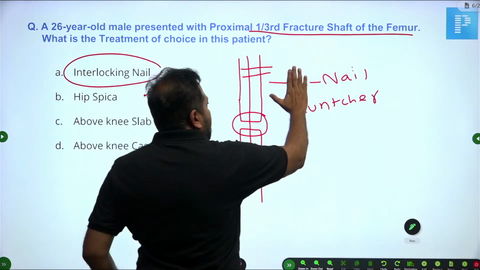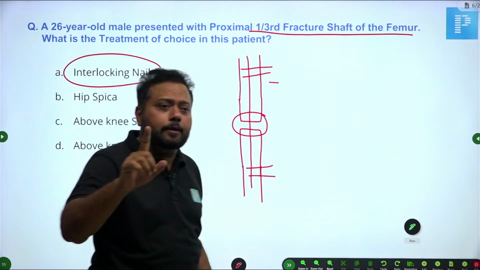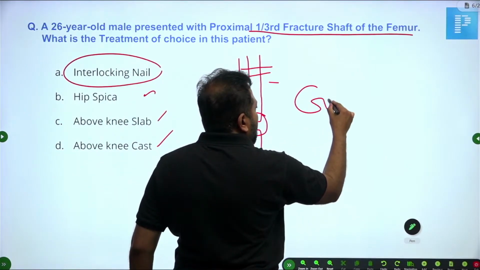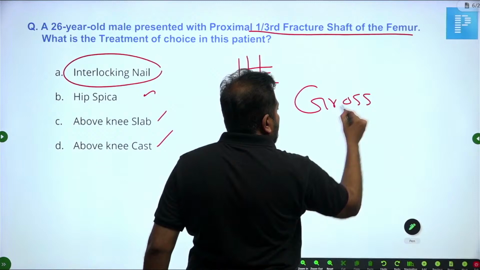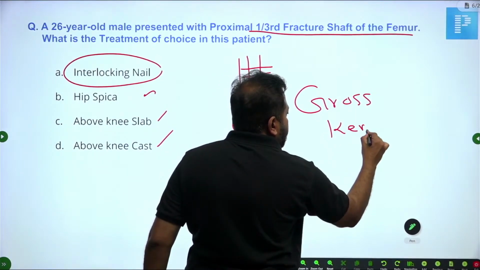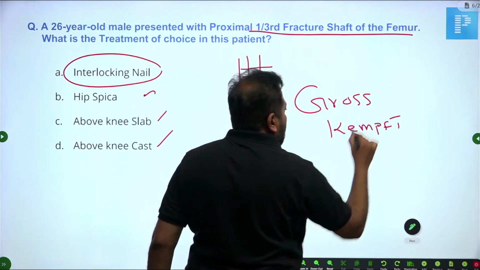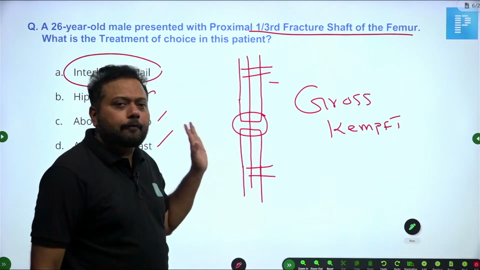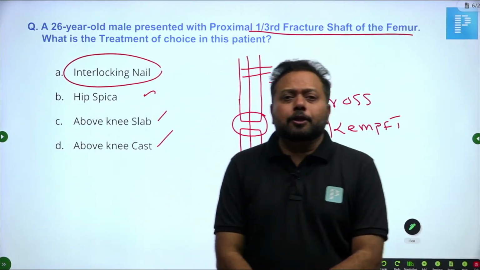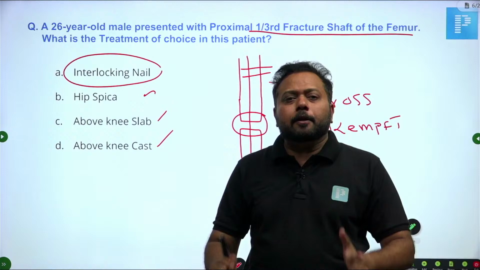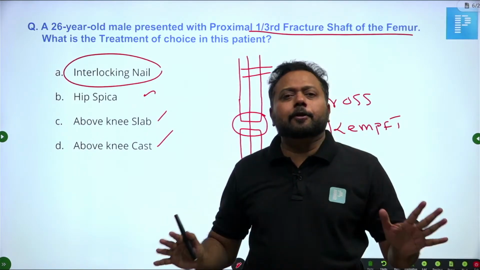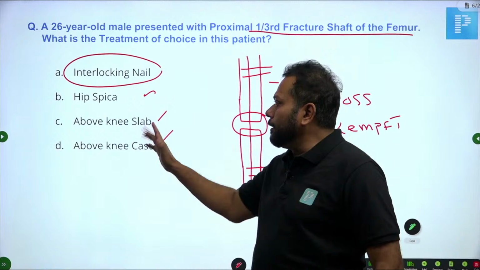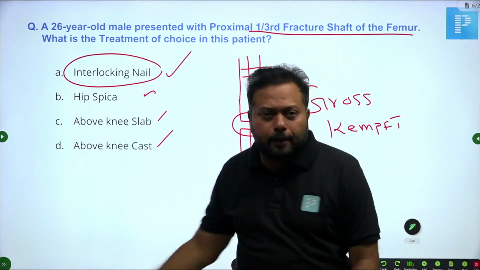This nail's name is not given in your undergraduate textbook. The K nail name is there. This nail is called the Grosse-Kempf nail, K-E-M-P-F. Otherwise called GK nail. This is the treatment of choice for fracture shaft of femur. That is the treatment of choice for fracture shaft of tibia. Because both are weight bearing bones, the best management is with intramedullary interlocking nail.